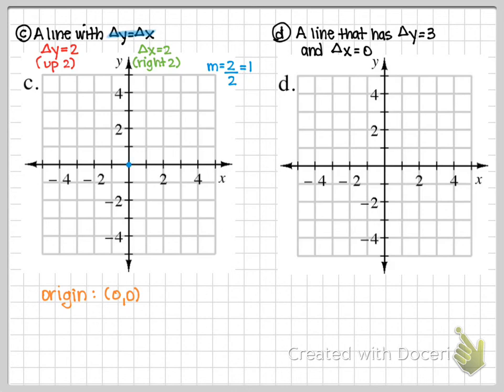Then from here, I'm going to use my 2's. So I'm going to go up 2, and then I'm going to go right 2. After I've done that, plot my point. Points are plotted. Grab your straight edge, whatever you're using to create your straight line, and let's go ahead and connect these dots.